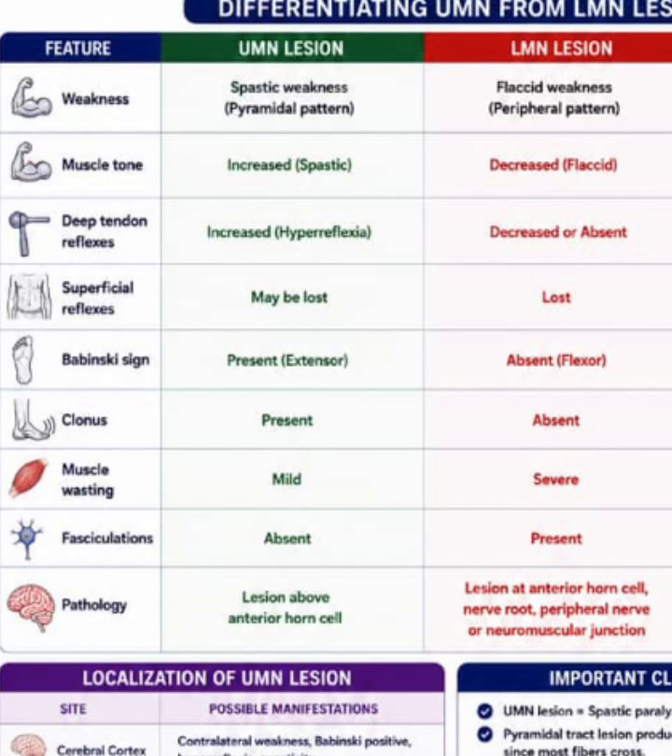Now, in the pathology of the upper motor neuron lesion, there's a lesion above the anterior gray horn cells. But in lower motor neuron, the lesion is at the anterior gray horn cells, the nerve root, the peripheral nerve, and the neuromuscular junction. So in upper motor neuron lesion, it is from the anterior horn cells up to the brain, so it's between the brain and the spinal cord, like I said. But in the lower motor neuron lesion, the lesion starts from the anterior horn cells down to the muscle that is being innervated.